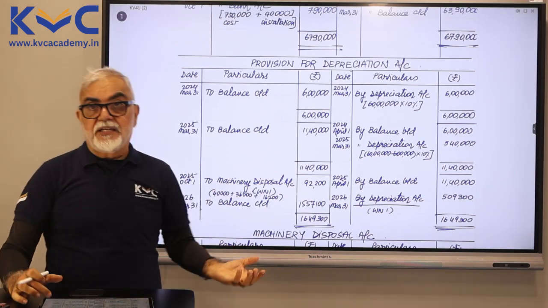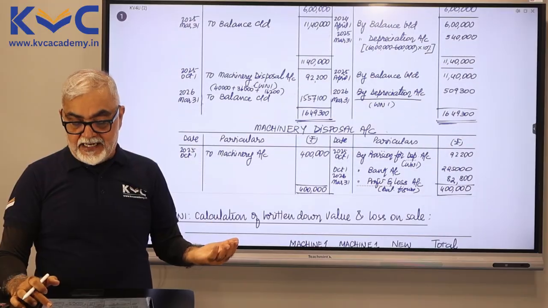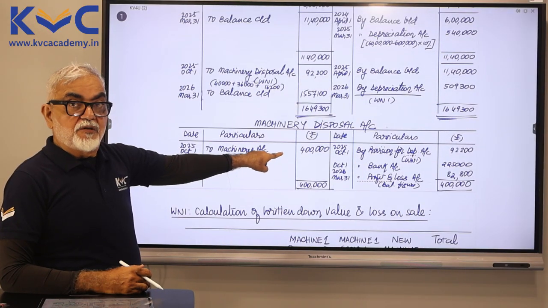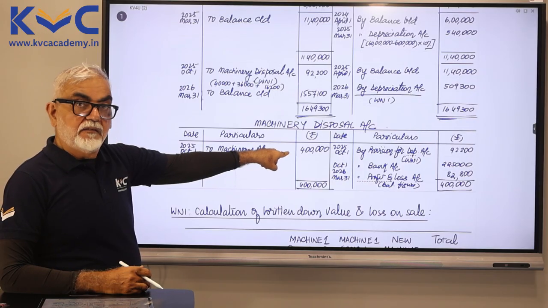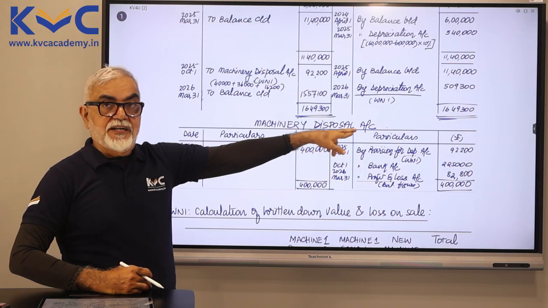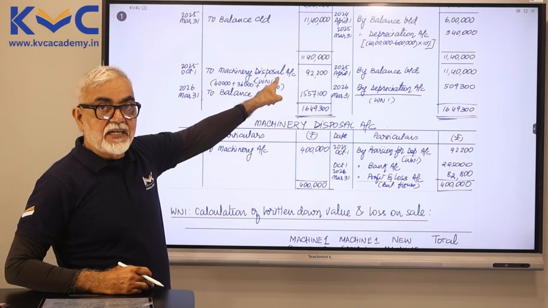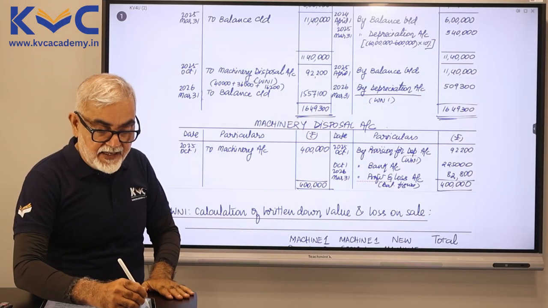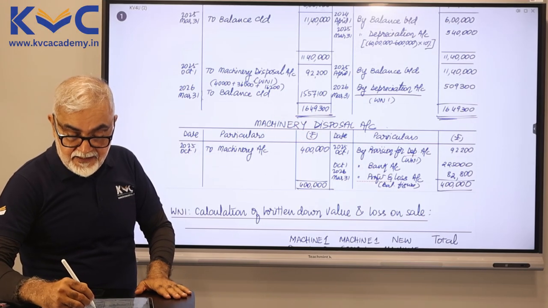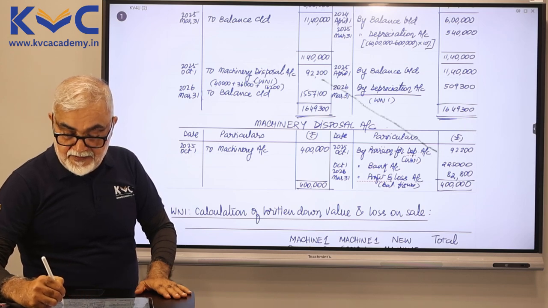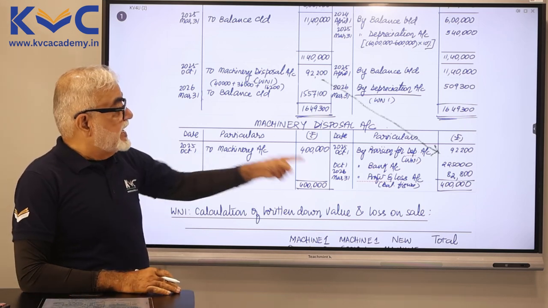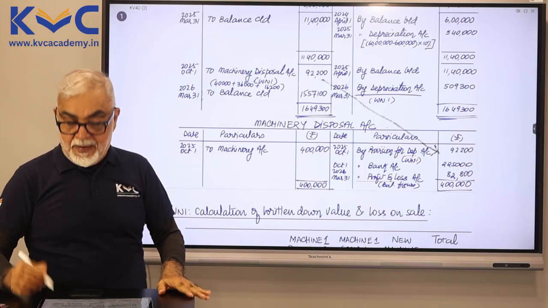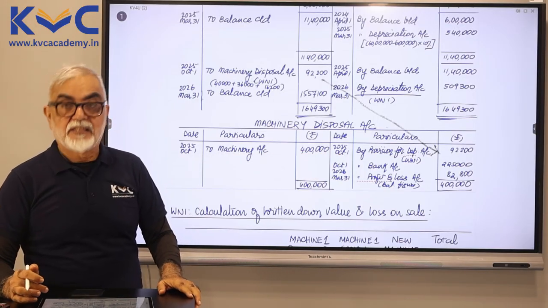The third account they wanted is a machinery disposal account, where the cost of the machine comes from the machinery account, 4 lakh. By provision for depreciation, 92,200 comes from here. Right? When you see here, from here, we are crediting 92,200. Then the sale price of 225, therefore the balance loss is 82,800.